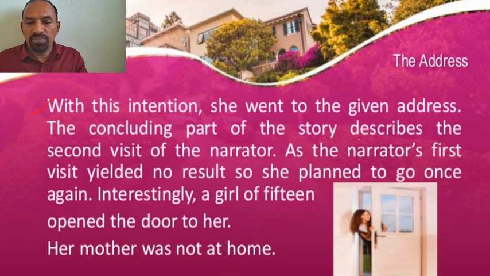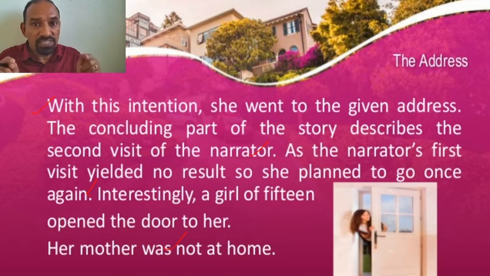The concluding part of the story describes the second visit of the narrator. As the narrator's first visit yielded no result, she planned to go once again. Interestingly, a girl of 15 opened the door to her. Her mother was not at home. So the second part of the story tells us about the narrator's second visit to the same address, house number 46 at Marconi Street.